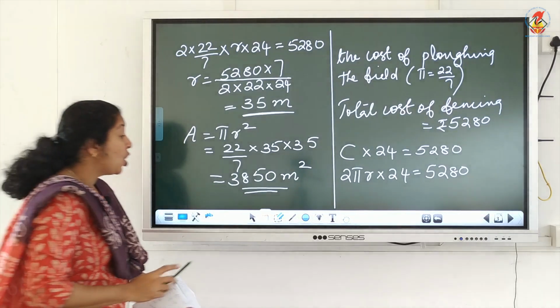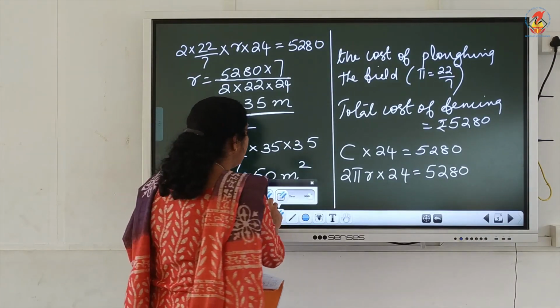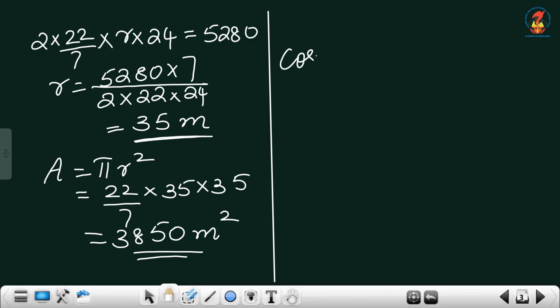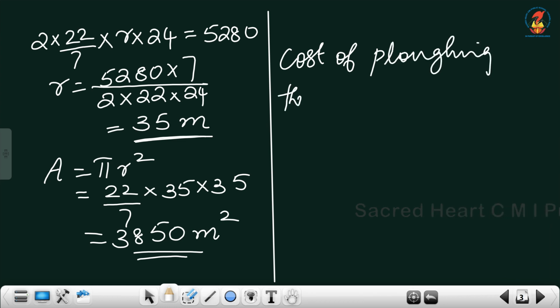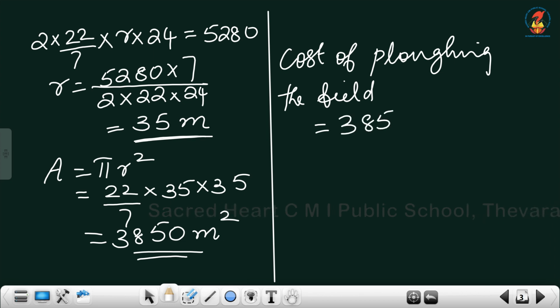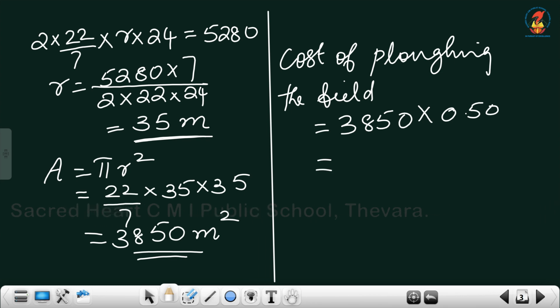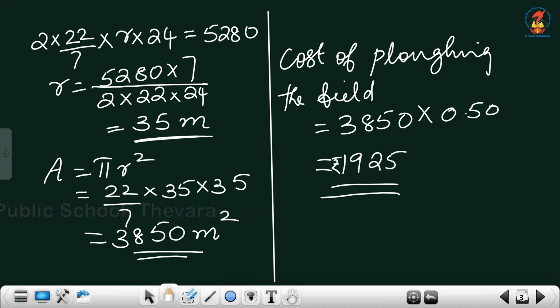What do you have to find? Cost of plowing the field is equal to 3850 into 0.50, that is equal to 1925 rupees.